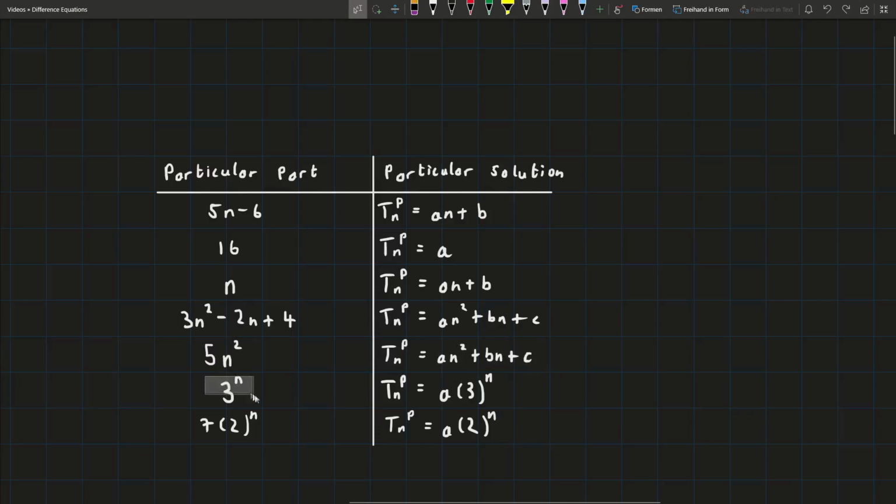If we have an exponential, so something to the power of n, we write it as some constant times that same number to the power of n. And if we have a constant times a number to the power of n, it's a different constant that we don't know times the same base to the power of n. But we'll get more examples of those as we go.